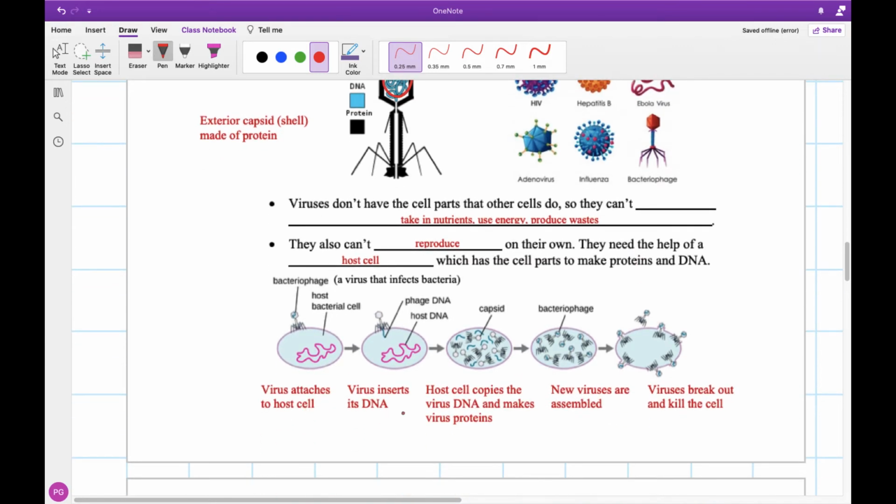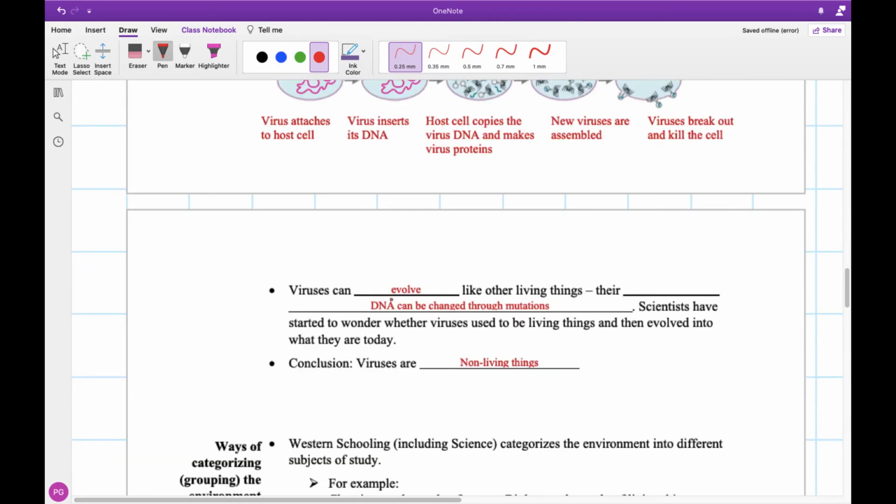So it attaches, inserts its DNA, and makes copies of the DNA and the virus proteins to house the DNA. The viruses are assembled and they break out and kill the cell. Viruses can evolve like other things. Their DNA can be changed through mutations over time.